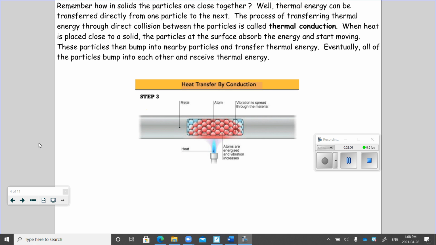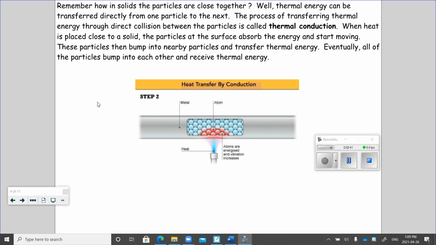Remember how in solids the particles are close together? Well, thermal energy can be transferred directly from one particle to the next. The process of transferring thermal energy through direct collision between the particles is called thermal conduction. When heat is placed close to a solid, the particles at the surface absorb the energy and start moving. These particles then bump into nearby particles and transfer thermal energy. Eventually, all of the particles bump into each other and receive thermal energy.